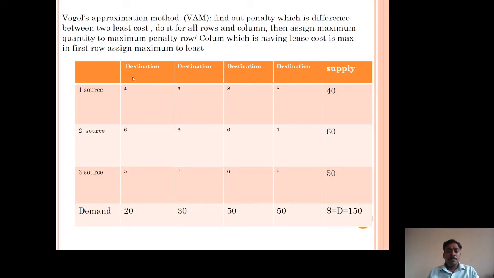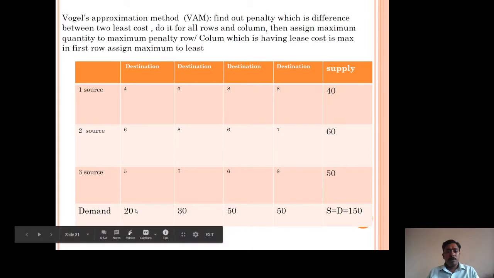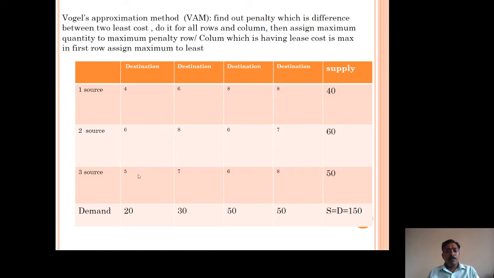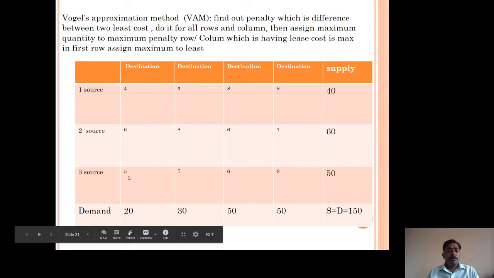In the same way, suppose for the first column, if I could not allocate to this cell, the next minimum value is 5 rupees. So for every quantity which I could not allocate for this cell, I need to pay 1 rupee extra for allocating to the next minimum value. So the penalty for this column will be 1.